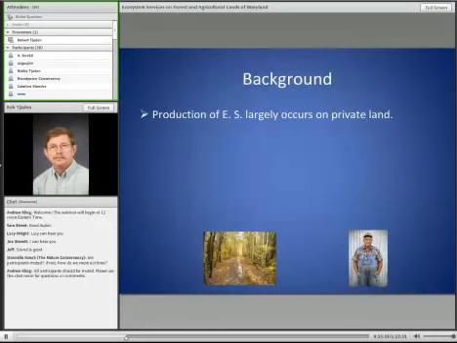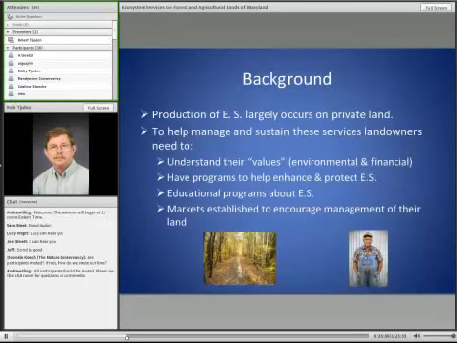So we don't have to put a dollar on everything, but I think folks, the public in general, and landowners need to understand the values that are there environmentally. They need to have programs that are there to enhance and protect these ecosystem services. Cross-year programs, general programs of awareness, and a lot of educational programs need to be developed around ecosystem services. And the landowners really need markets to be established to encourage the management of their land to enhance these services. These are pretty much the background.